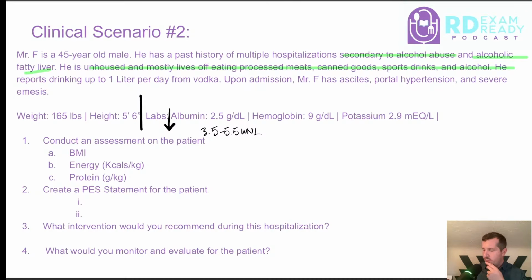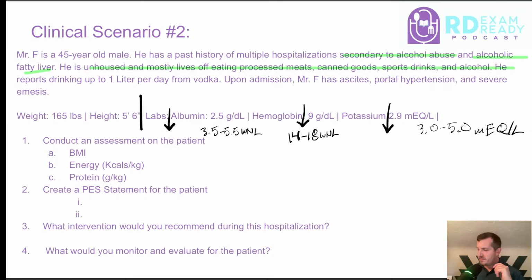Hemoglobin, 9 grams per deciliter. This also feels low, right? I would say normal would be about 14 to 18. His potassium would be low, right? We know there's about 3 to 5 bananas on a bunch, so I always just go with about 3.0 to 5.0 for that. You probably have a bit of a different number, but that's just what I stick with. Okay. Very good. All these labs are looking low to me.